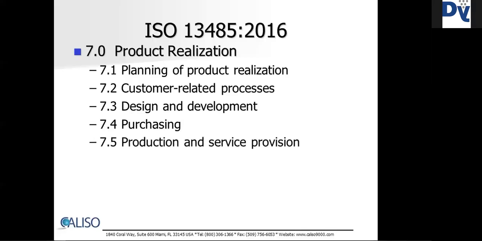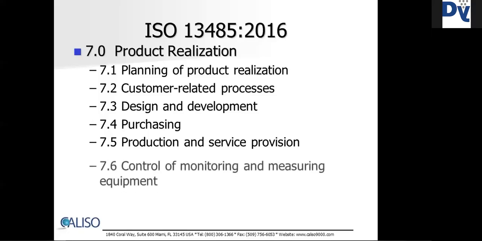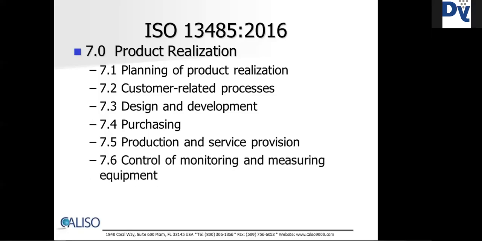Section 7.5 is production and service provision. It is the largest section of 7.0 and actually contains 12 subclauses, which is almost half of all the subclauses found in 7.0. This section contains specific requirements for everything from controlling the production to ensure product conforms to specifications to preservation of product. And lastly, but not least importantly, 7.6, which is control of monitoring and measuring equipment, otherwise known as calibrated equipment.